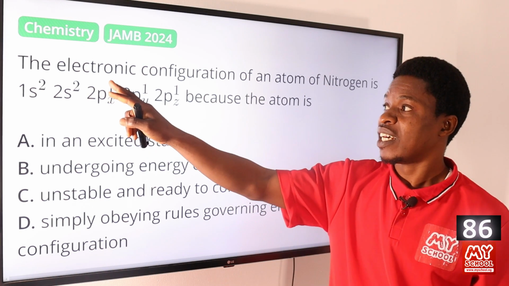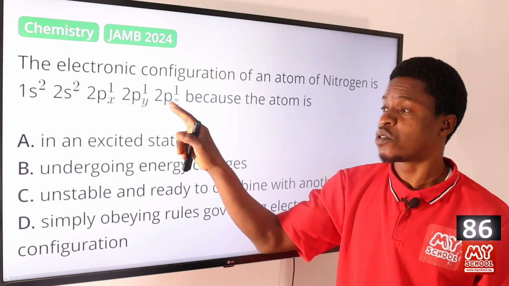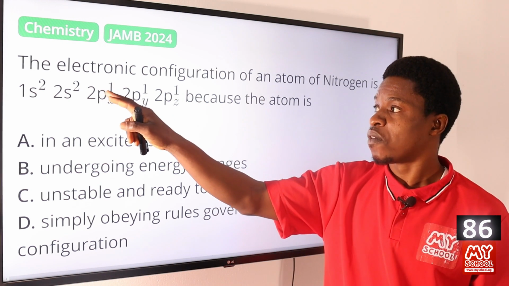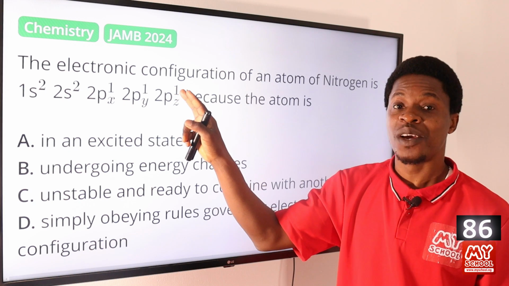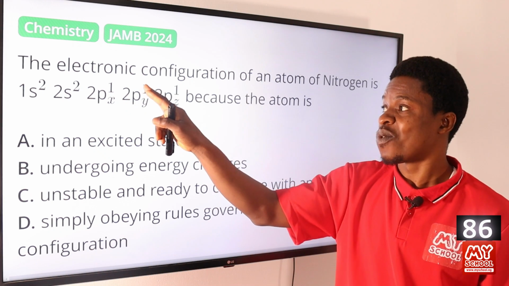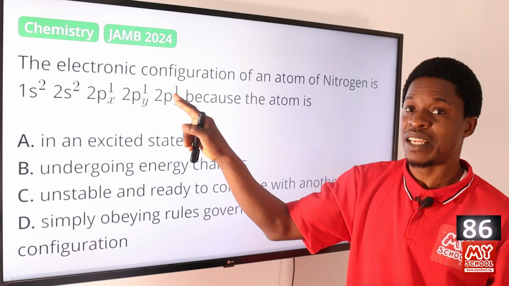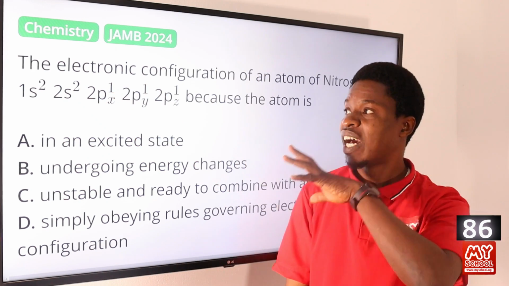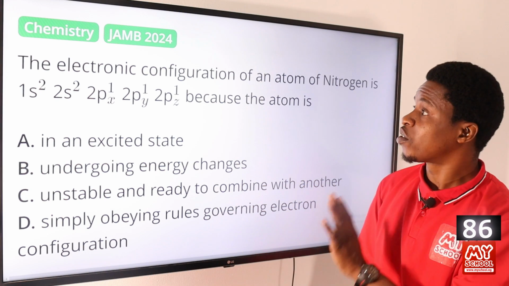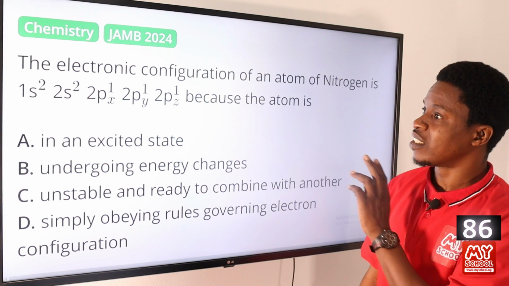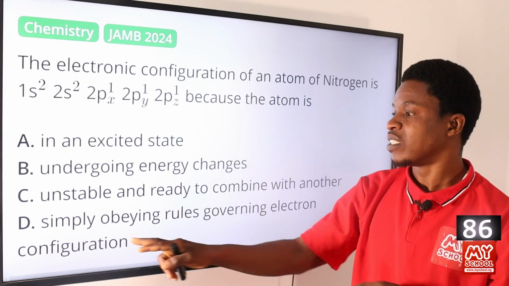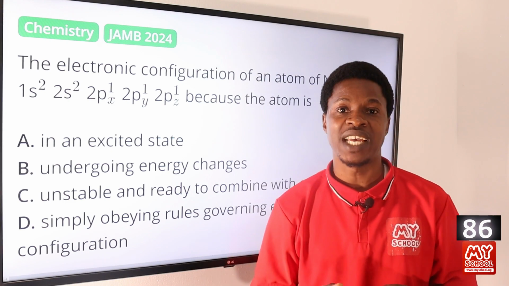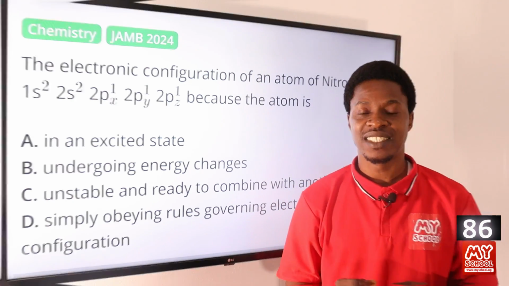If Hund's rule were not being obeyed here, instead of these 3 here, we would have had 2 for this, then 1 here, then this would have been 0. But you must fill each of the orbitals first, 1 and 1. Then for another element, the second electron comes in here in the opposite direction and it is paired at that point. So the electron configuration of an atom of nitrogen is what it is now because the atom is simply obeying rules governing electron configuration. So the correct answer is option D.